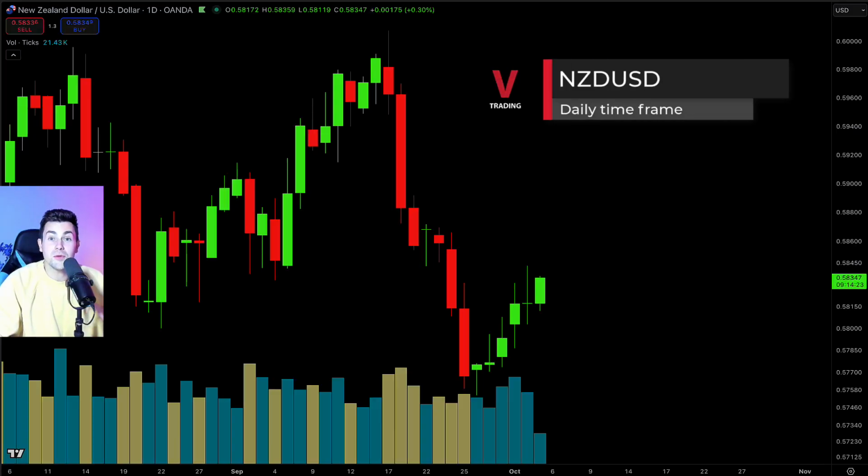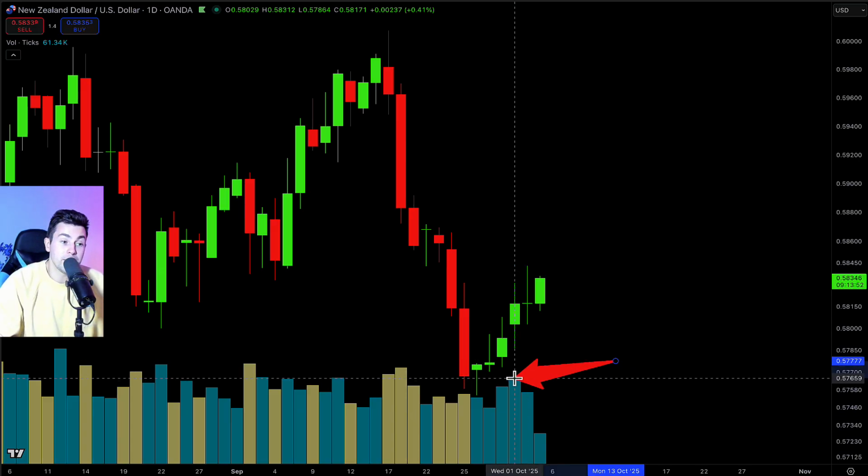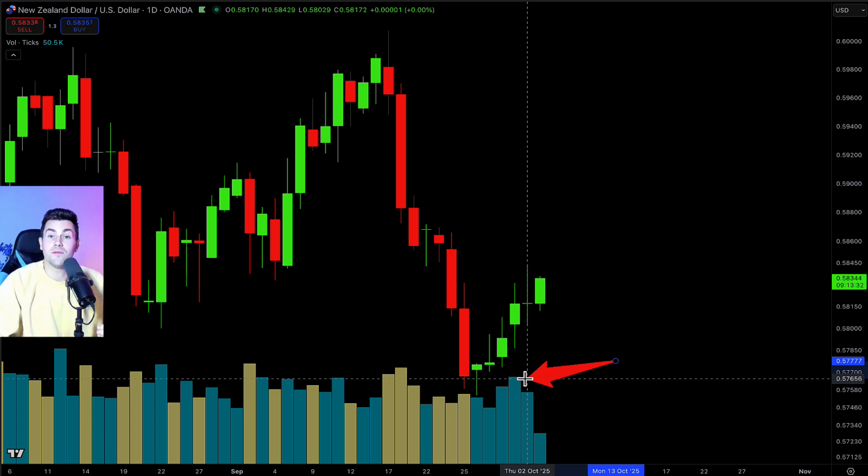To find these zones, you can use volume analysis. By using a volume indicator, we will look for volume spikes. It will indicate strong buying or selling activity. For example, we see a volume spike here. The elevated volume level confirms that there was strong institutional participation in the formation of that candle.